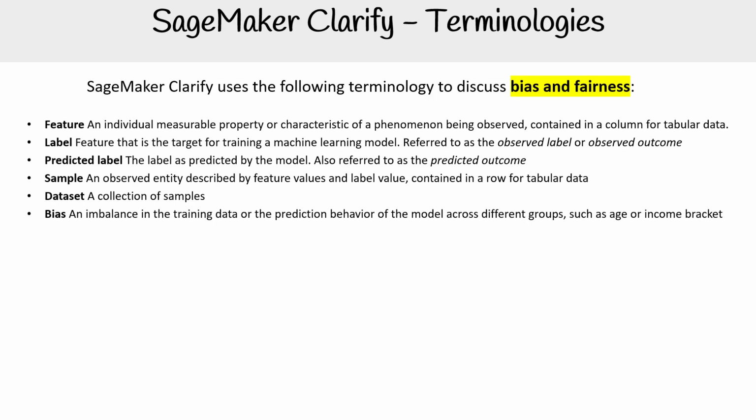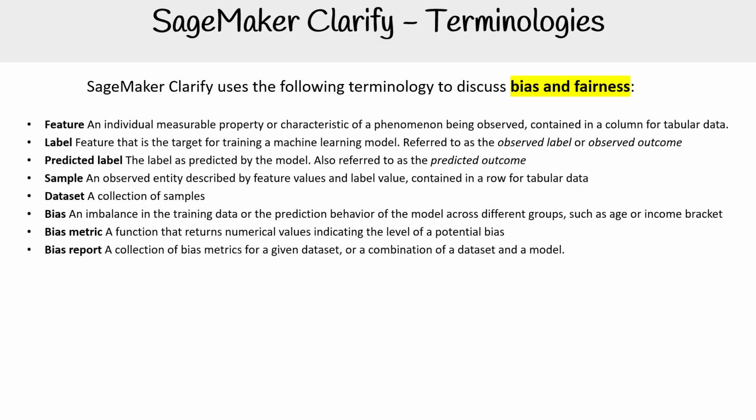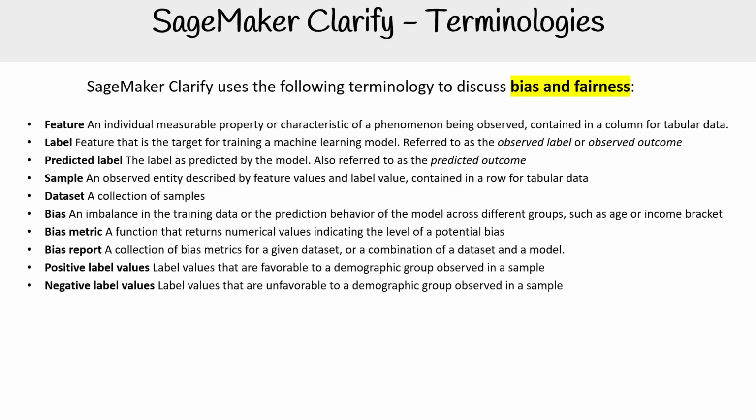Bias, an imbalance in the training data or the prediction behavior of the model across different groups, such as age or income bracket. We have bias metric, a function that returns numerical values indicating the level of potential bias. Bias report, a collection of bias metrics for a given data set or a collection of data set and a model. Positive label values that are favorable to a demographic group observed in a sample. Negative label values that are unfavorable to a demographic group observed in a sample.